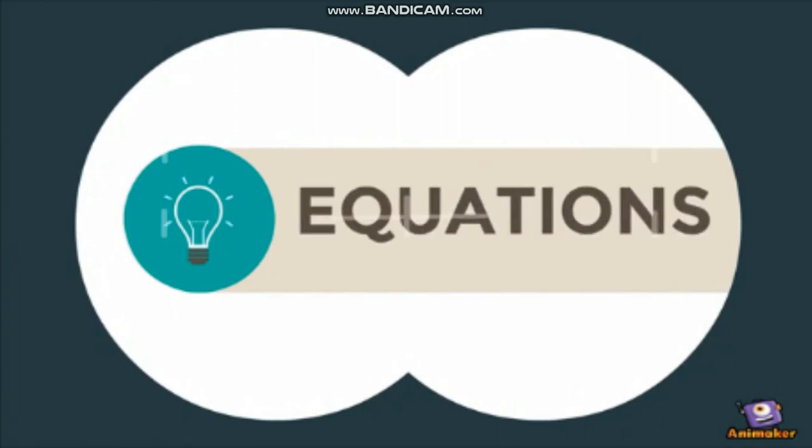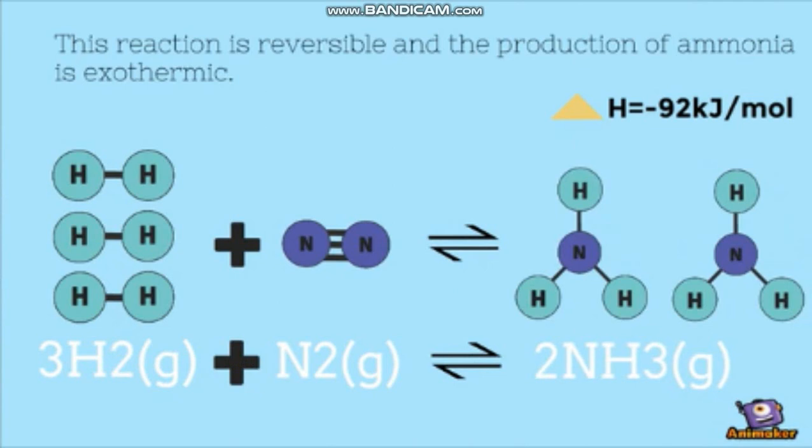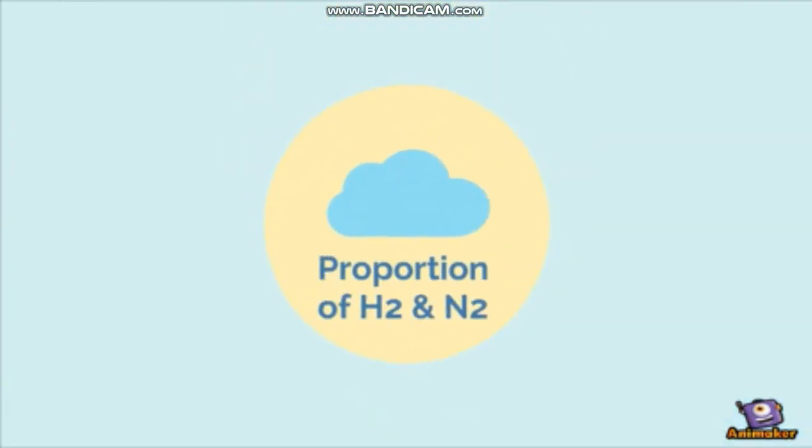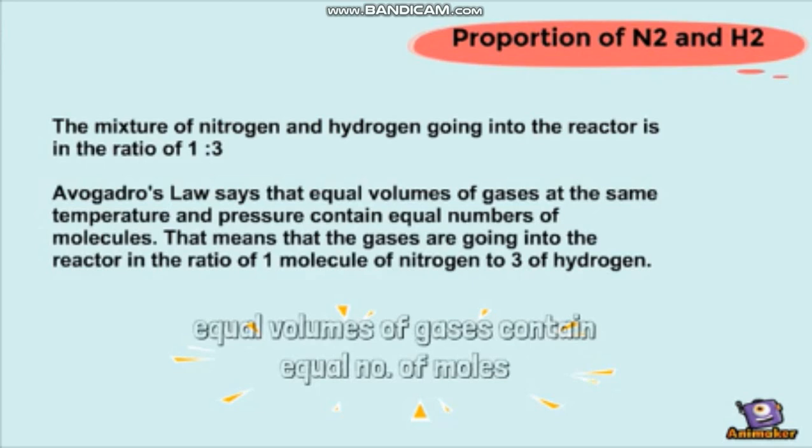Equations. So these are the equations happening in the Haber process. The reaction is reversible and the production of ammonia is exothermic. Proportion of hydrogen and nitrogen. It is in the ratio of 1 to 3 due to Avogadro's law. Equal volumes of gases contain equal number of moles.